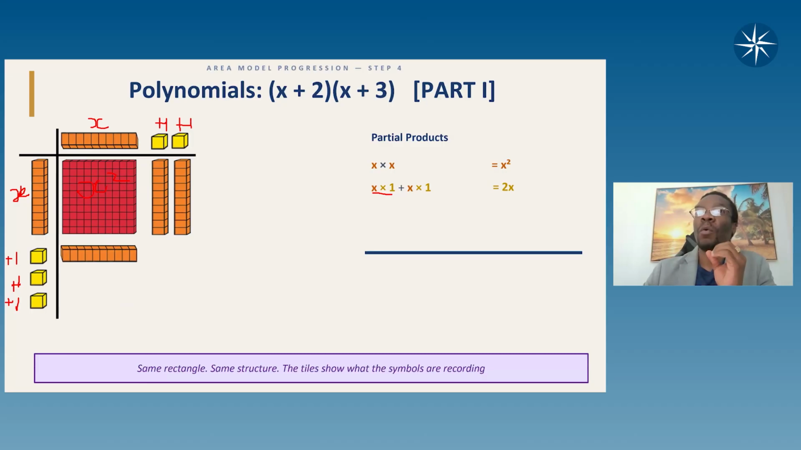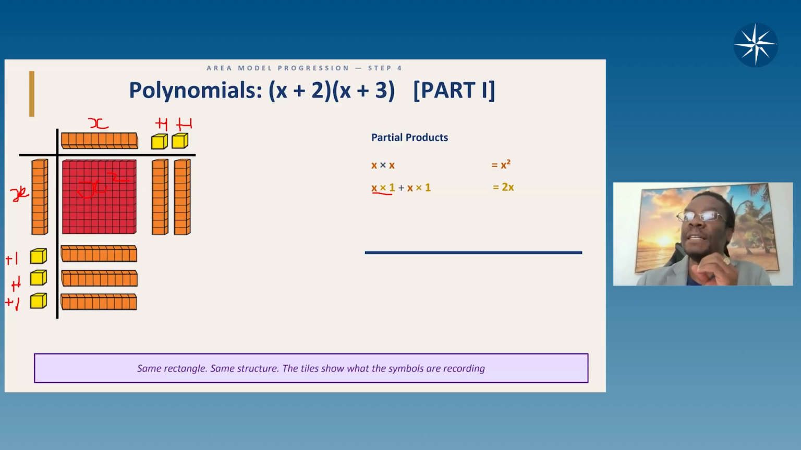We go 1 times x is x. This 1 times x is x. And this 1 times x is x again. So now we have 3 x's here. So we end up with 3 x's. These are your 3 x's here. That's how we correspond to get this guy.